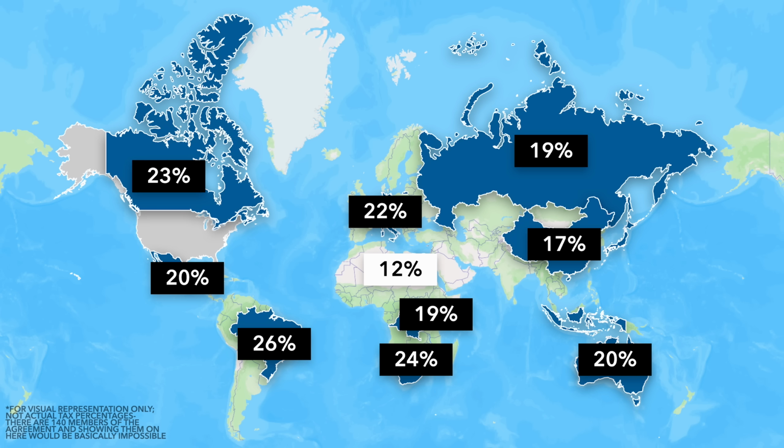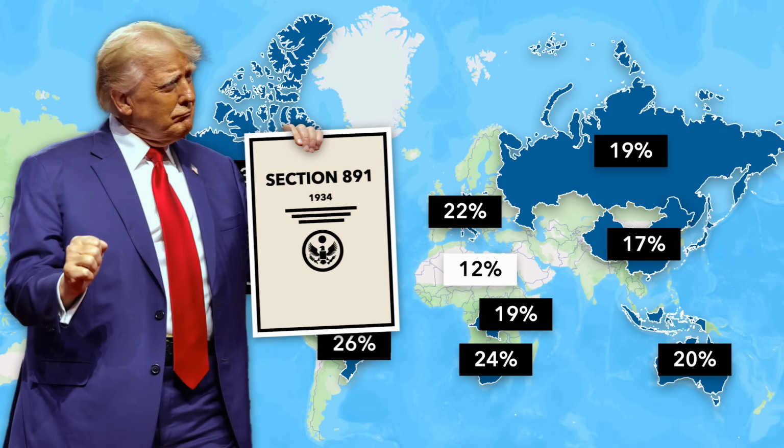However, if Trump can force other countries to withdraw by threatening them with Section 891, he could torpedo the deal altogether, allowing him to set whatever tax rate he wants. Anyway, if either of these things were to happen, if Trump were to weaponize Section 891 against either the EU or the OECD, it would represent a dramatic escalation on Trump's assault on the global economic order.